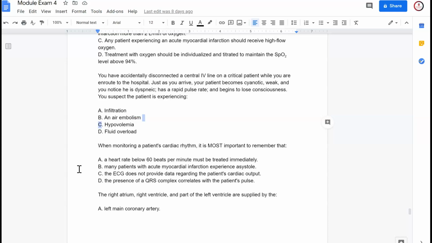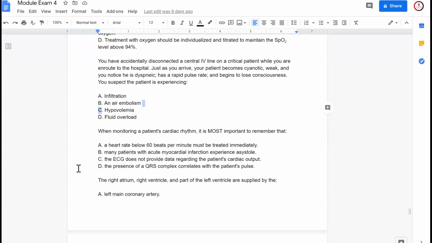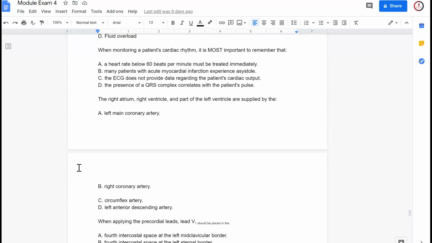When monitoring a patient's cardiac rhythm, it is most important to remember. Heart rate below 60 must be treated immediately? No. Many patients with acute MI experience asystole. Again, no. The EKG does not provide data regarding the patient's cardiac output. That sounds like a good answer. The presence of a QRS complex correlates with the patient's pulse. Again, no, because if you have a patient who is in cardiac arrest and VTAC, they have QRSs, so it doesn't mean that they have a pulse. So your best answer here is C, which of course is not highlighting. That would be too easy.